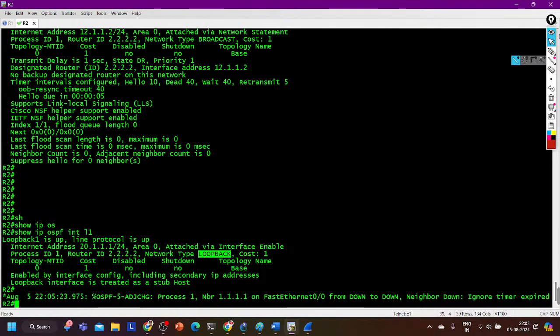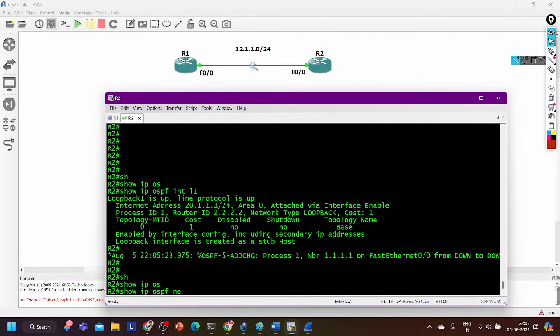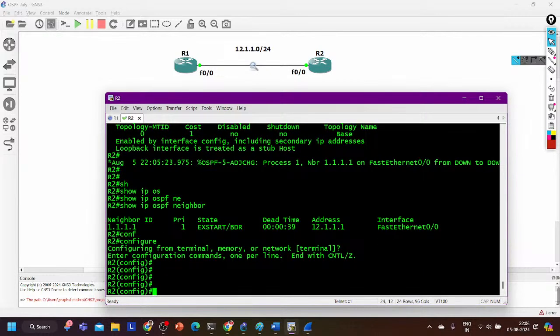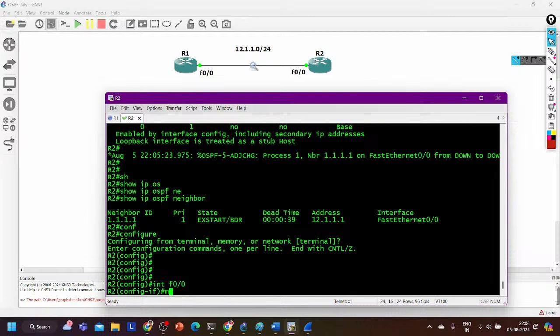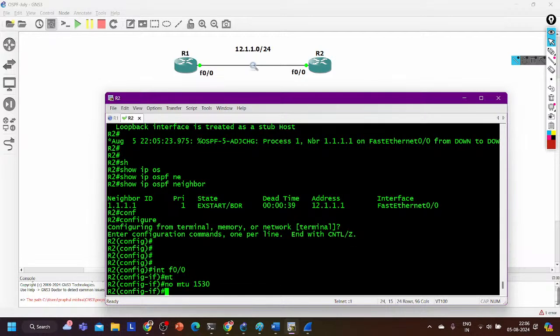So network type should be the same. Now, IP OSPF neighborship is stuck because of MTU. Now I am going to change the MTU here. Interface F0/0, say MTU 1530. I am going to remove this command, say no to this.